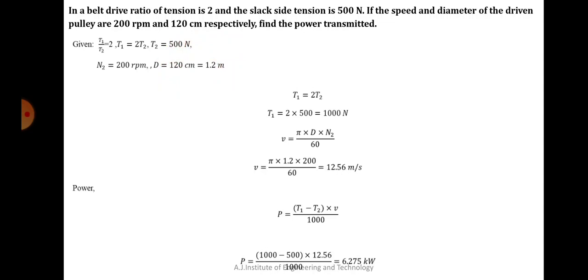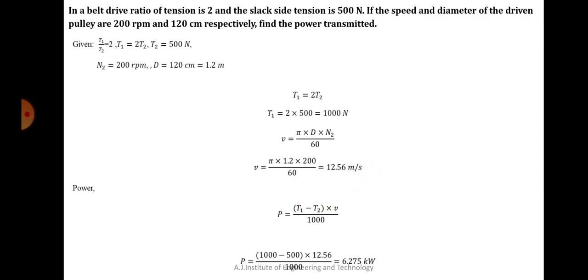Now as I told you, you should know the power formula, that is (T1 minus T2) into V divided by 1000. So now we have found all of them. We have found the value of T1, that is 1000, T2 is already given, it's 500, and V we didn't know, but they have given you the values of D and N, so we could find the value of V. So substitute in this equation: (1000 minus 500) into 12.56 divided by 1000. So what is the answer you are going to get here? 6.275 kilowatts.